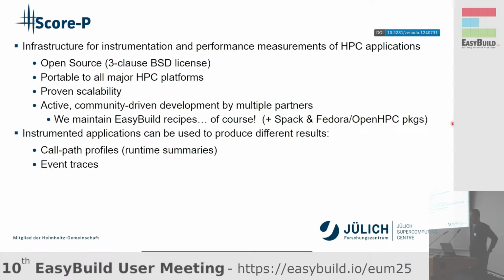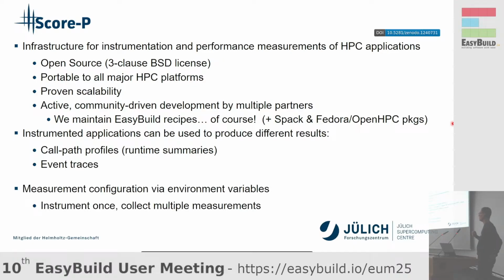Instrumented applications can be used to produce different types of results. So you can generate call path profiles, or as we call them, runtime summaries, or detailed event traces, where you collect every single instance of some event happening, collect all the data in a memory buffer, and then flush it to disk at the end so that you can look at all the nifty details.